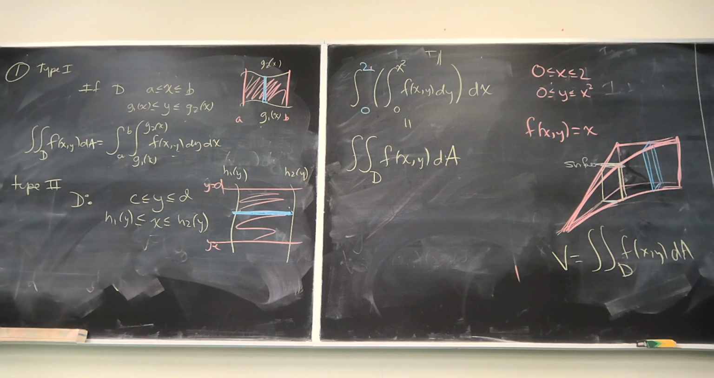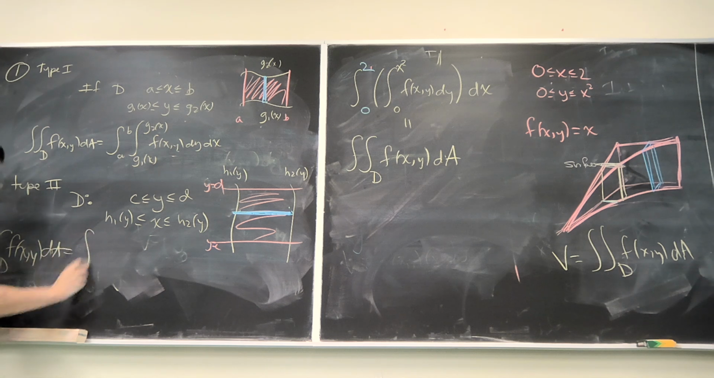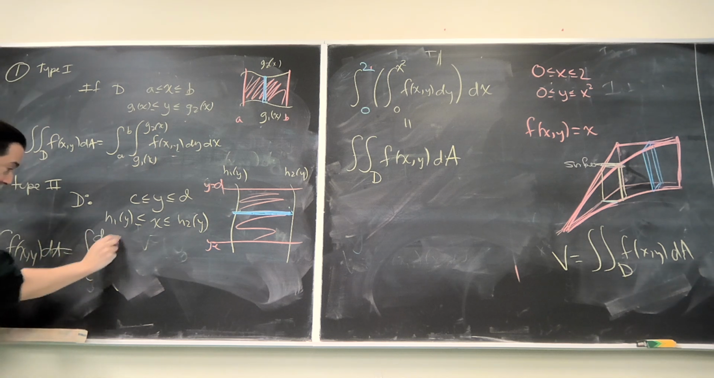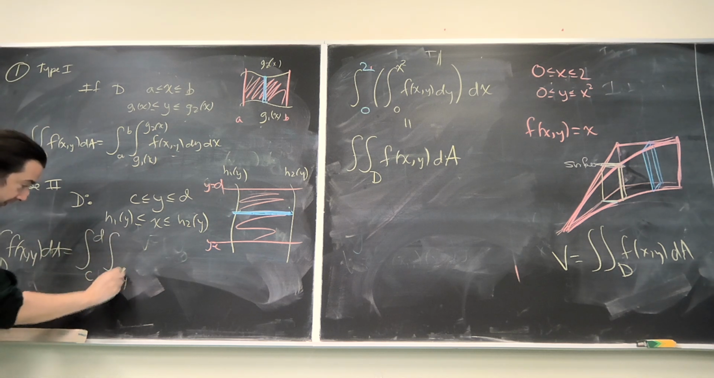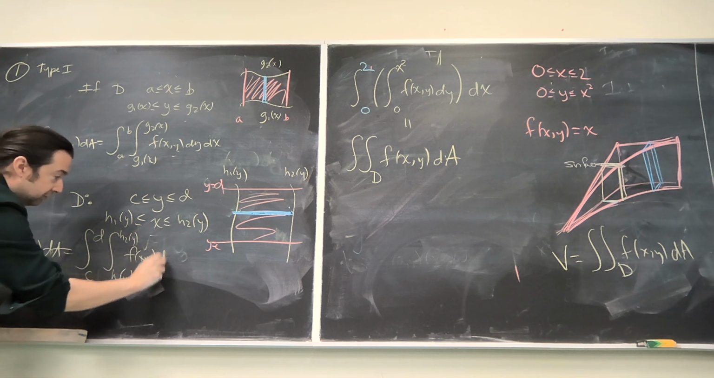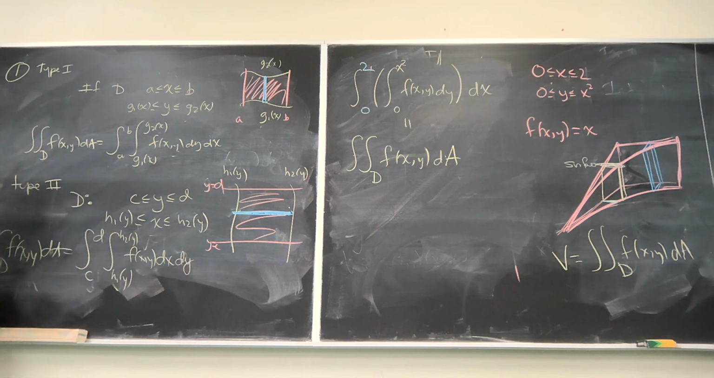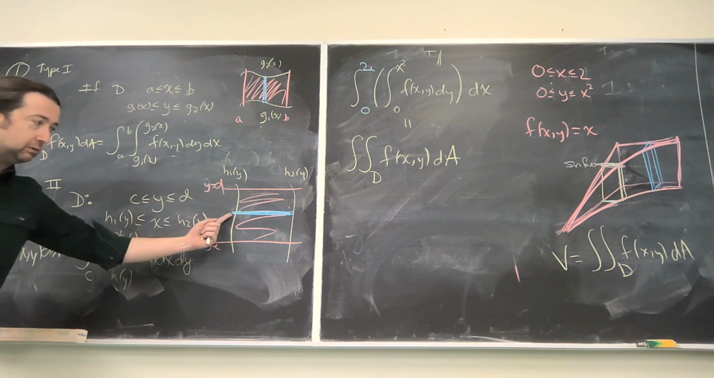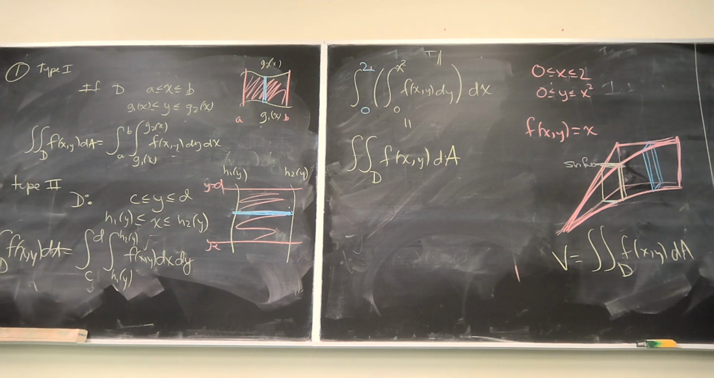And in this case, the double integral over the region, the volume over the region, is equal to the opposite. Integrate from c to d, integrate from h1 of y to h2 of y, f of x and y. Do dx first and then dy. For a fixed value of y, it tells you the x's that you need to run between. So you have to integrate dx first.